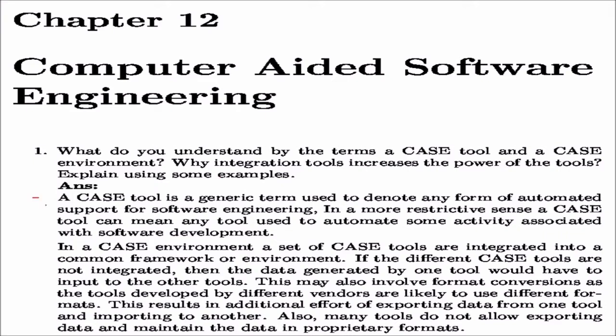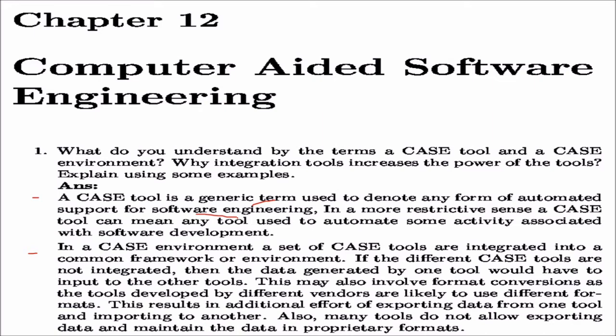So what do you understand by the terms CASE tools and CASE environment? First, we'll talk about this CASE tool, then we'll go to CASE environment. This CASE tool is a generic term used to denote any form of automated support for software engineering. Software engineering is a type of engineering principles which need to be applied on the software so that it stays under cost and there should be no schedule overrun. The project has to be completed within that cost and schedule. These are the main aspects which we see.